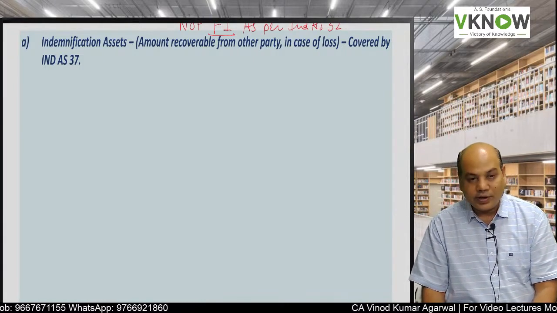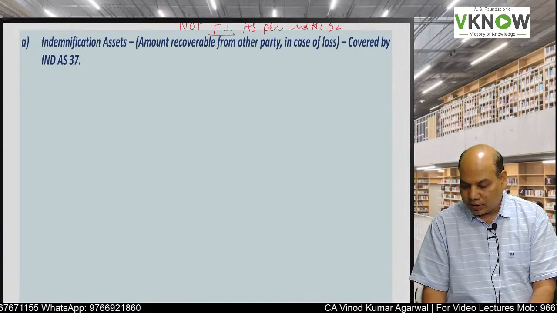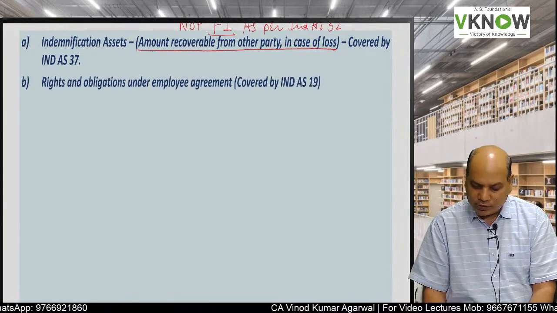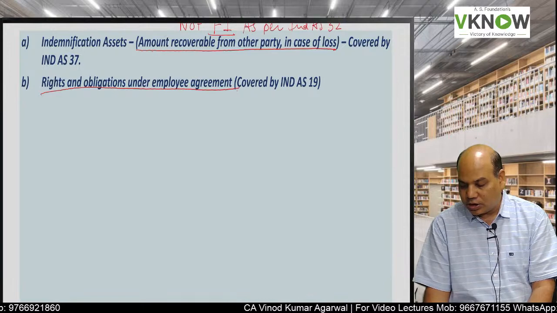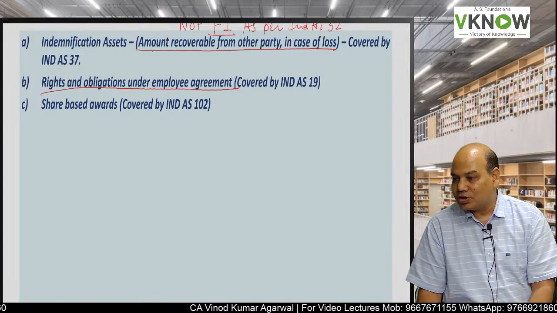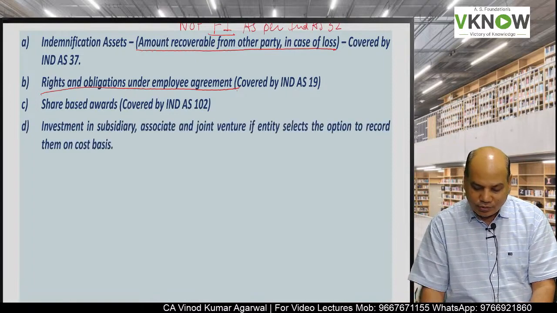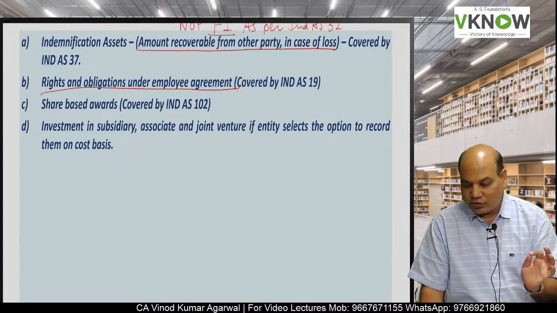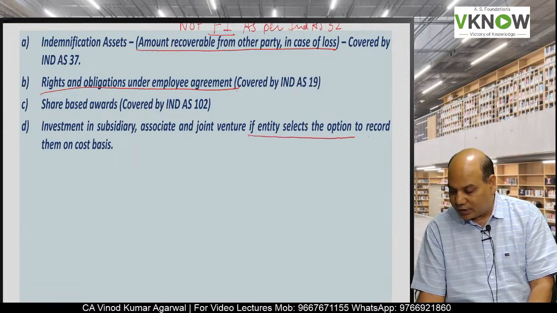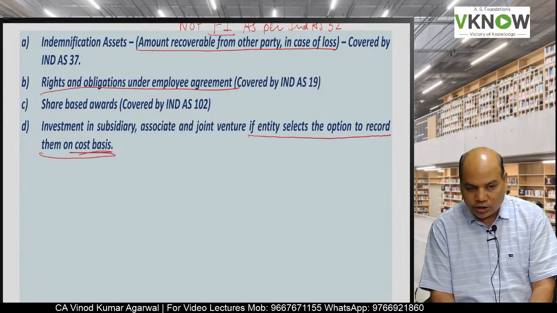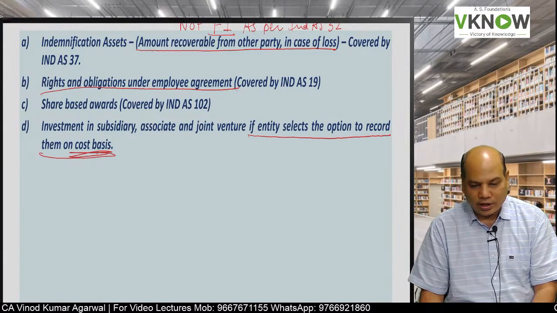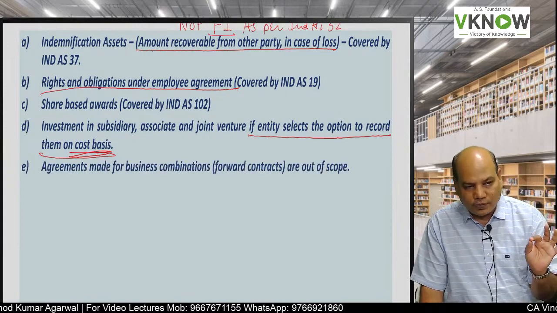What are these items? One is indemnification asset, that is amount recoverable from another party in case of loss. IND AS 37 is applicable. Rights and obligation under employee agreement, IND AS 19 is applicable. Share based award, IND AS 102 is applicable. Investment in subsidiary, associate, joint venture. If the entity selects the option to record on cost basis, investment in subsidiary, associate, joint venture can be recorded either on cost basis or fair value basis.